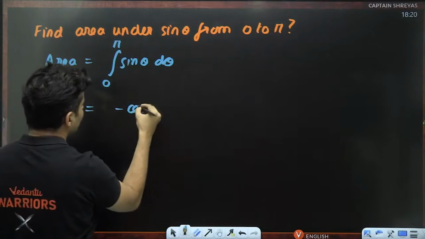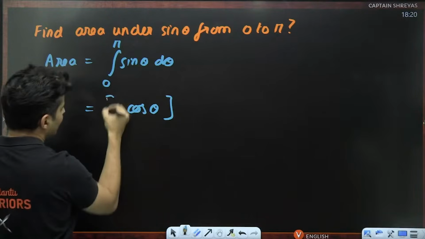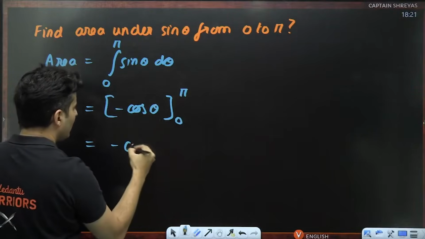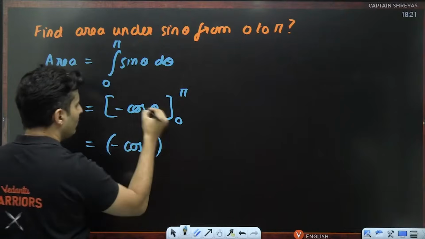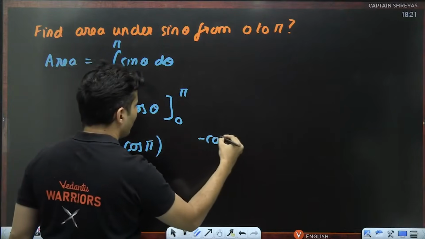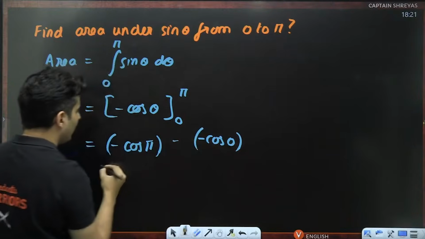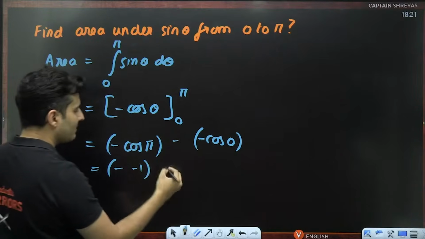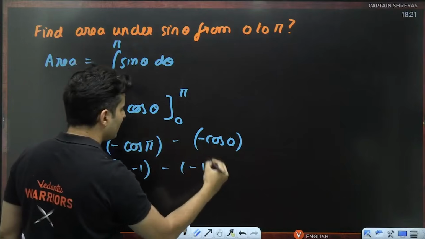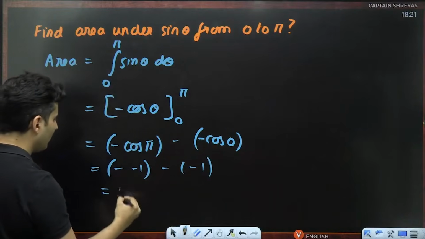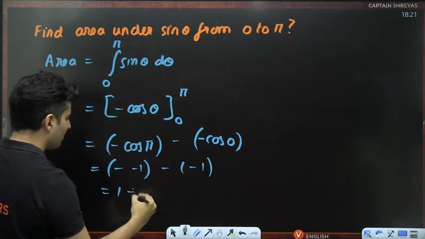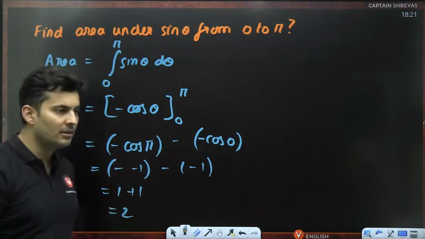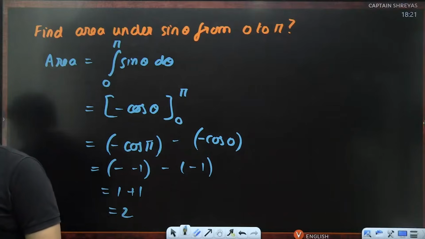Sine theta's integration is minus cos theta. Limits have to be substituted, 0 and pi. So first put pi over here, so minus cos pi. Then put 0 over here, so minus cos 0, and then subtract the two. Cos pi, cos 180, is minus 1. Cos 0 is just 1. So check this out. This will become 1, and 1 plus 1 is just going to be 2. So hence the answer to this question is just a big fat 2.